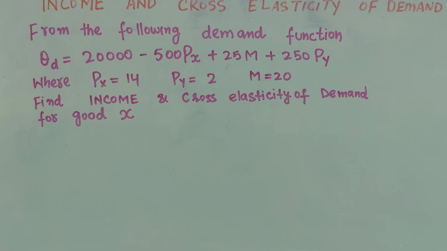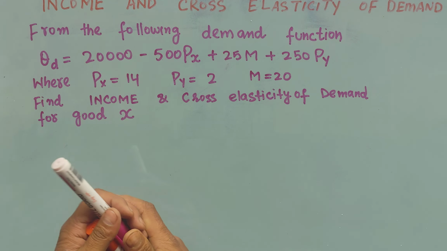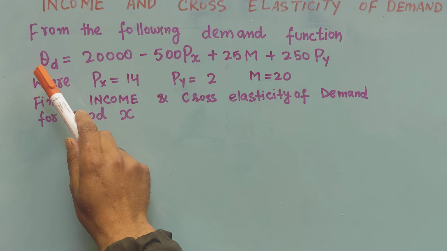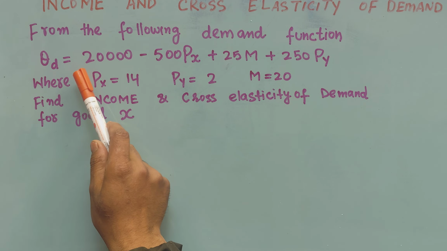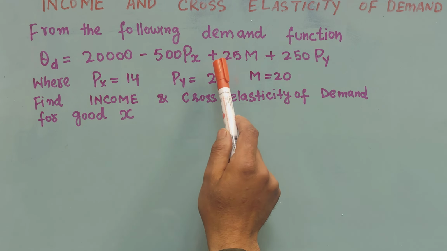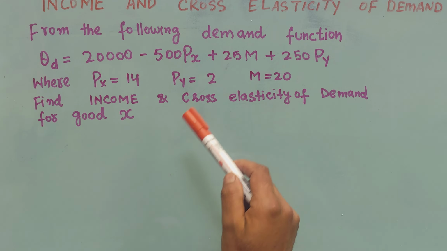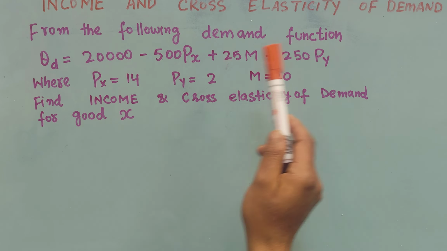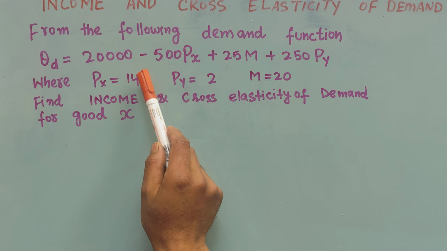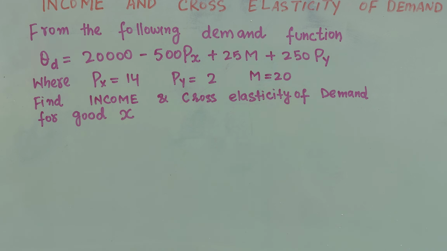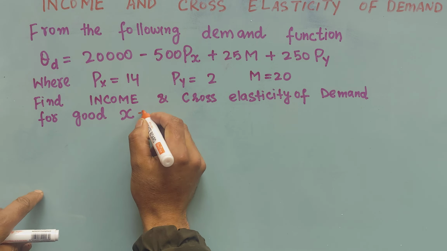In this video, we will learn how to find out the income and cross elasticity of demand from the given demand function. The question is: from the following demand function, quantity demanded of good X is equal to 20,000 minus 500 times P of X, that is the price of good X, plus 25 times M, denoting the income, plus 250 times the price of good Y, where Px is 14, price of good Y is 2, and income of the consumer is 20. We need to find out the income and cross elasticity of demand for good X.